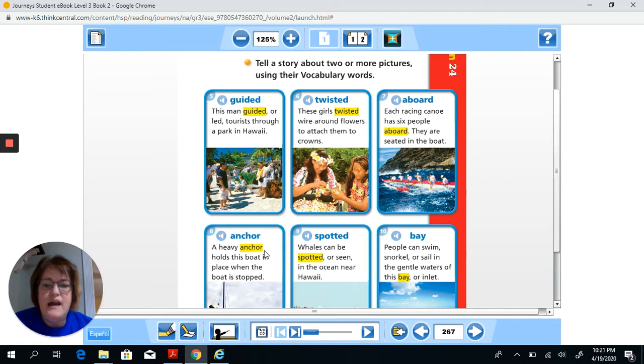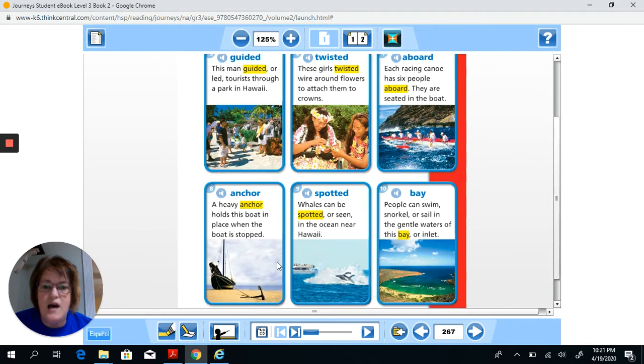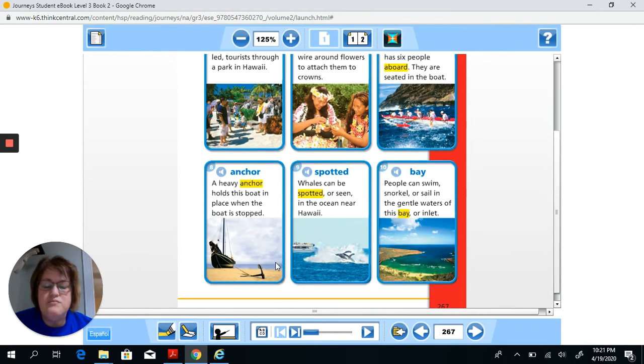Okay. Anchor. A heavy anchor holds this boat in place when the boat is stopped. And I believe most of us have probably heard that word somewhere before, maybe in a story, or we've probably seen ships in movies where they all have to use an anchor to keep their boat or ship in place. This would be an example of an anchor. And of course, it tells us here, a heavy anchor holds this boat in place. So we know that the purpose of the anchor is to keep the boat from moving.